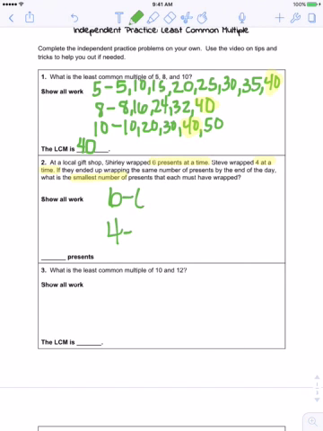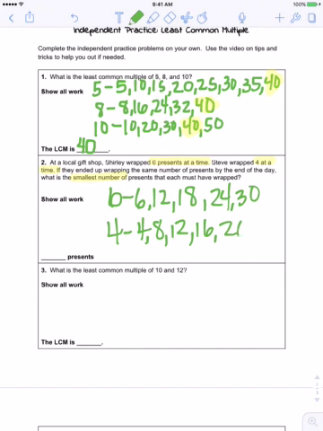So I'm going to skip count 6, 12, 18, 24, and 30. And then I'm going to do 4s: 4, 8, 12, 16, and 20. And again, I like to go up to the first 5, but you might need to go further. And then I immediately notice that they have the number 12 in common.